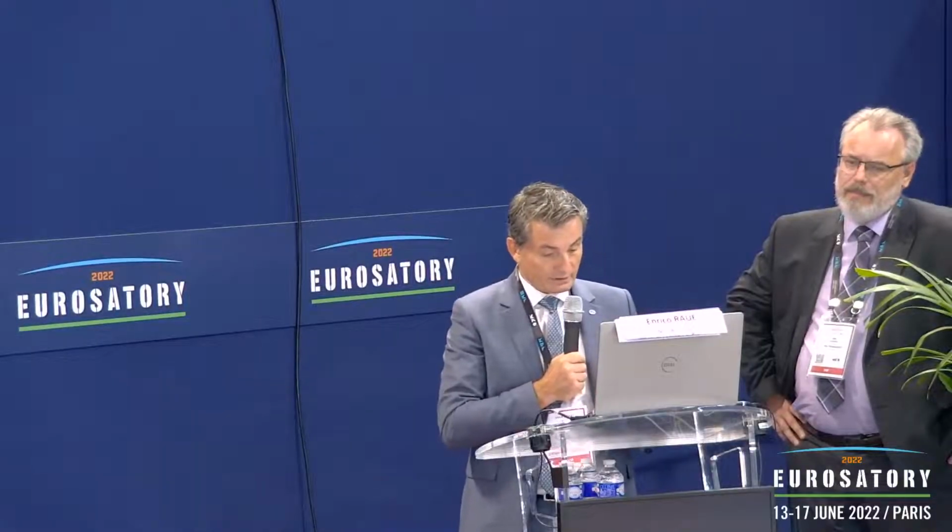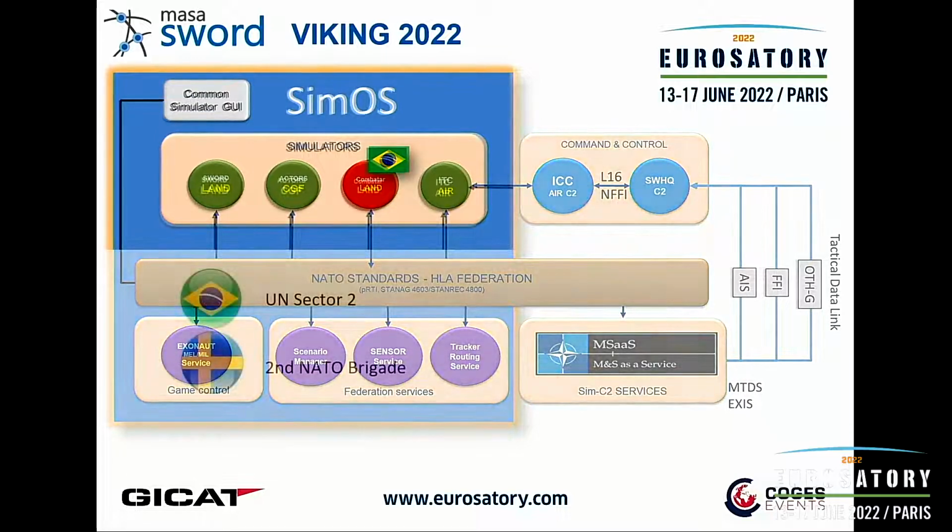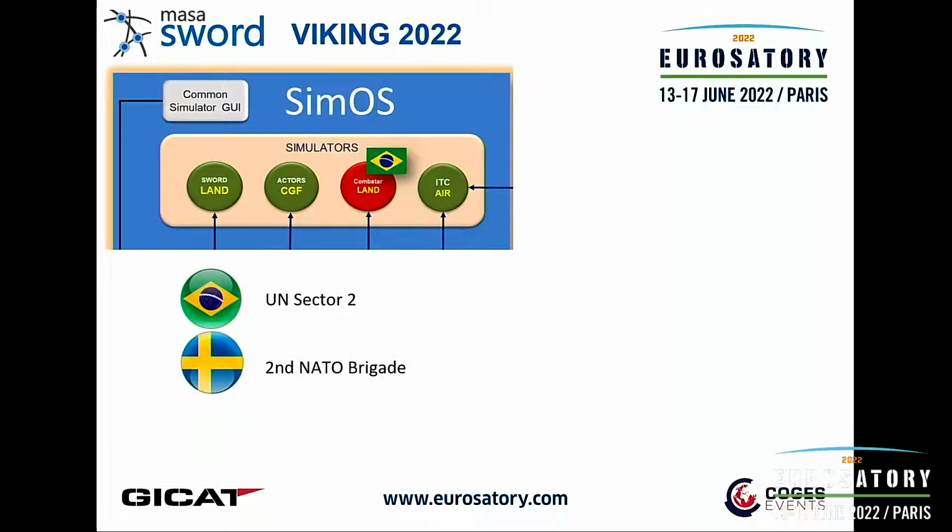You did early in this presentation see a similar slide that Björn showed, and the two sites where Sword was used are the Sword Land and the Sword Combatter Land items. So from Brazil was simulated the UN Sector 2 Brigade, and from Sweden, the 2nd NATO Brigade.